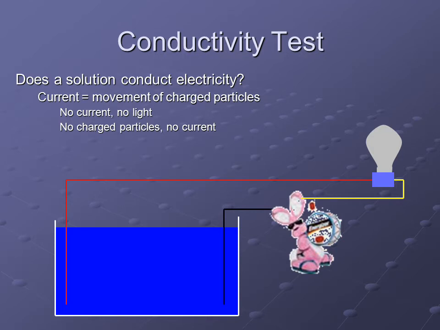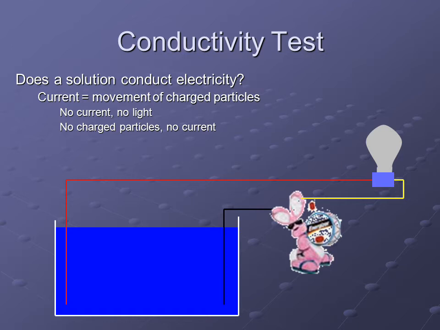Now, like I said, you got to understand a little bit about electricity. And there's two properties of electric circuits that you need to understand. The first one is called current. Current is created by the movement of charged particles. And in order to light up this light bulb here, you would have to have current. And in order to have current, we have to have charged particles that can move through the solution. No charged particles means no current.